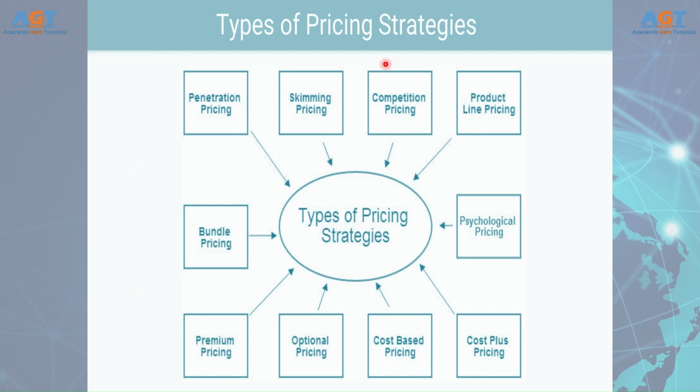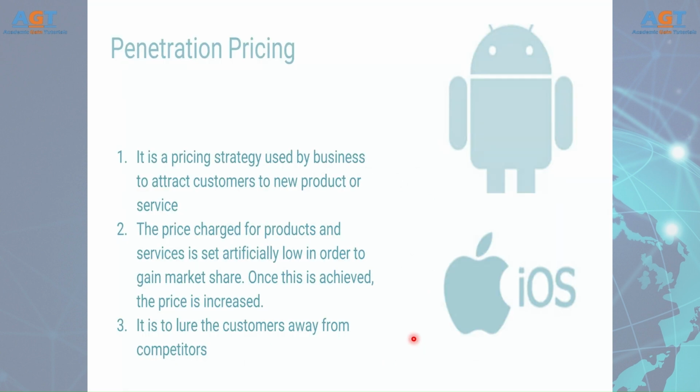Types of pricing strategies. This slide gives us an overview of the major pricing strategies we'll discuss. These include penetration pricing, skimming pricing, competitive pricing, product line pricing, psychological pricing, premium pricing, optional pricing, bundle pricing, cost-based pricing, and cost-plus pricing. We'll now go through them one by one. End of the overview. Now we start with the first major strategy, penetration pricing.